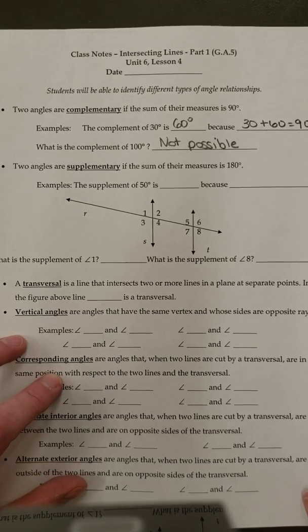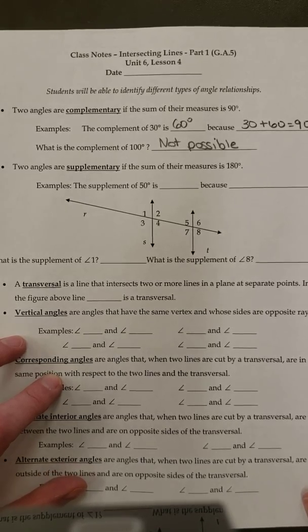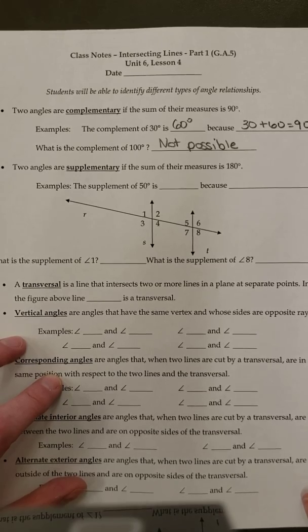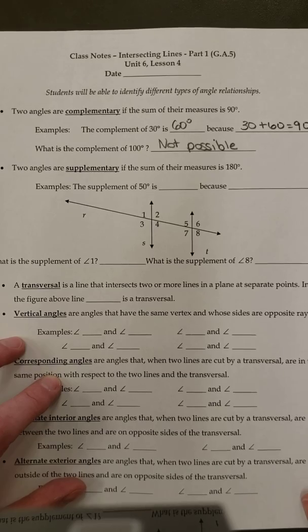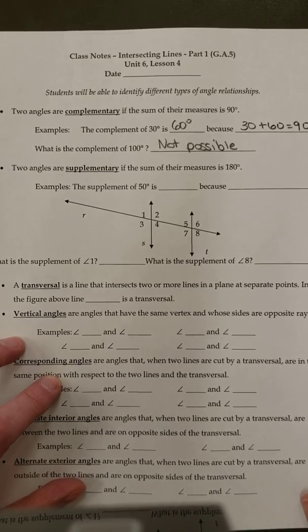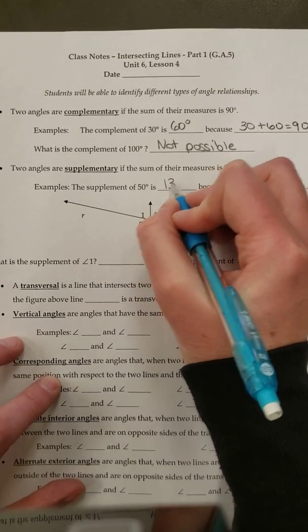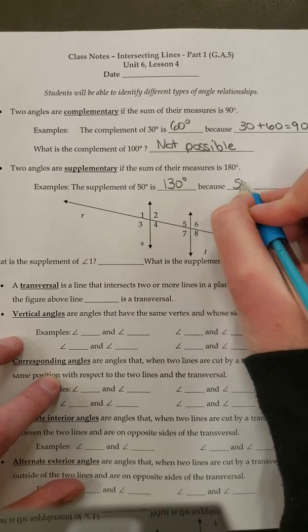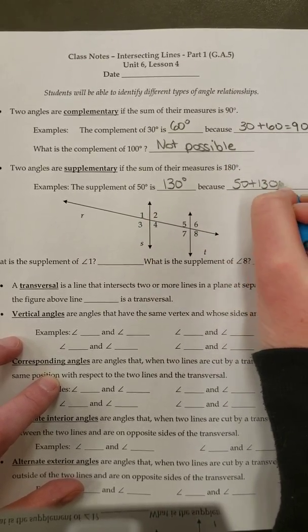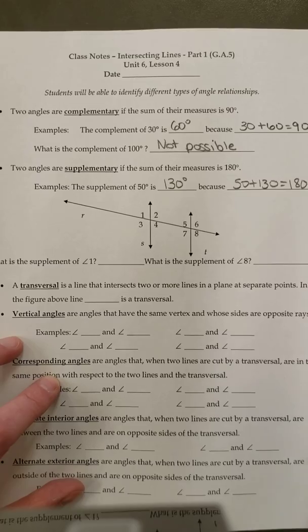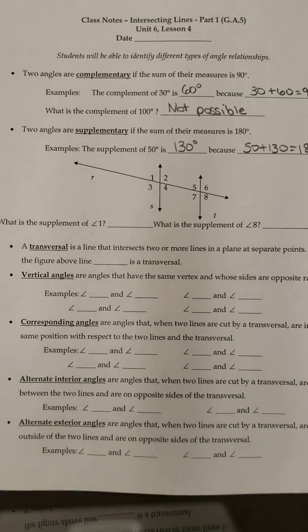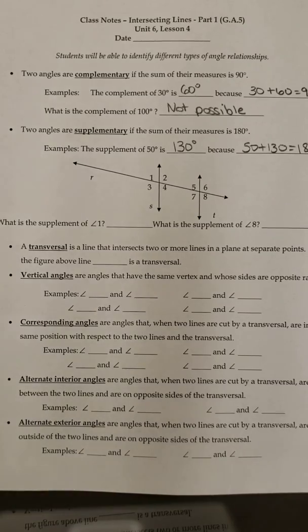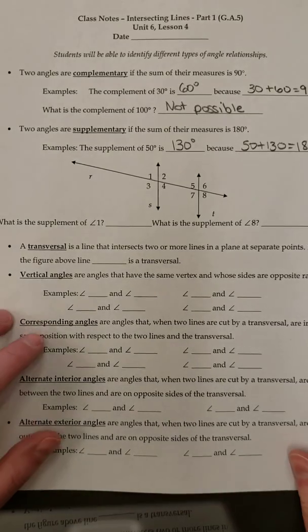Second piece of vocabulary that you should already know or be familiar with. Two angles are supplementary if the sum of their measures is 180 degrees. So the supplement of 50 degrees would be 130 degrees because 50 plus 130 equals 180. So remember that a 180-degree angle looks like a straight line.